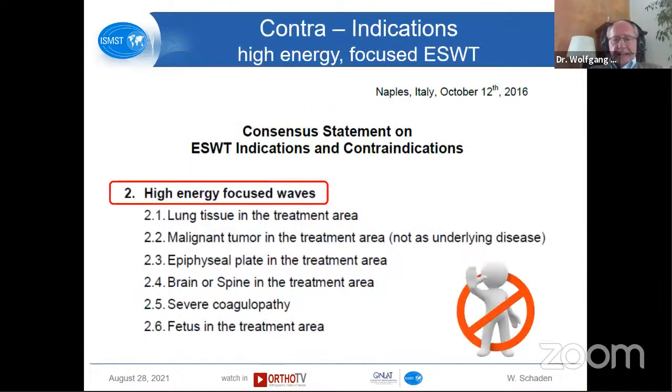The contraindications are the same as for all high energy shockwave treatments with focused devices. It's lung tissue, or a malignant tumor in the treatment area, not the disease itself. The same is true for pregnancy. If the fetus is close to the treatment area, we should avoid treatment, but pregnancy itself is not considered a contraindication.